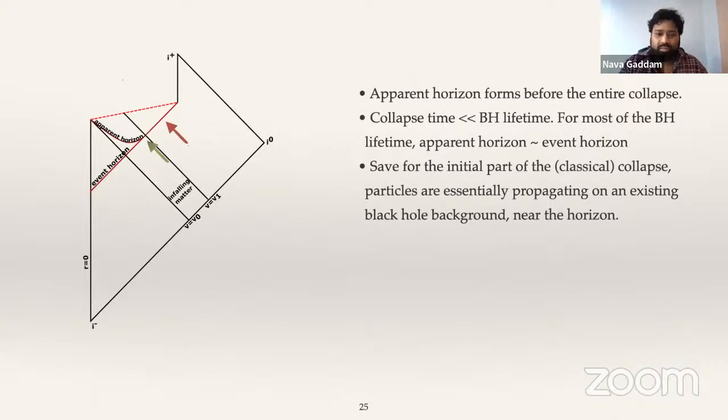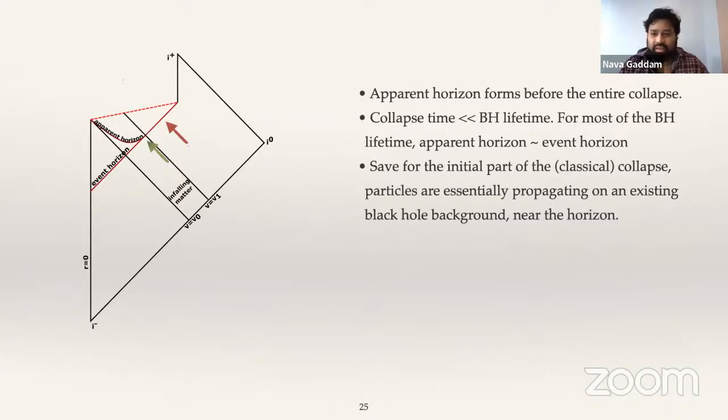And the time it takes for this black hole to collapse and form is much smaller than the entire lifetime of the black hole, because the black hole evaporates very slowly, especially if it's large. So for most of the lifetime of the black hole, essentially what we would think of as the apparent horizon coincides with what we would call the event horizon. And this is exactly what Hawking was also using, that for most of the lifetime of the black hole, except in the very initial stages and the final stages of the black hole evolution, the apparent horizon is essentially the same thing as the event horizon.